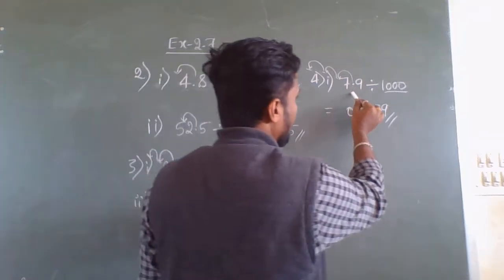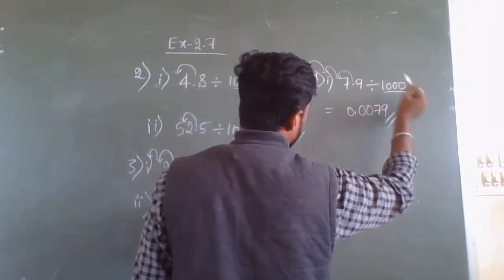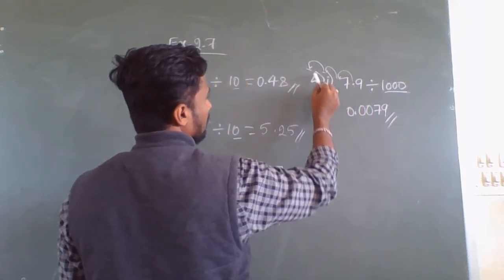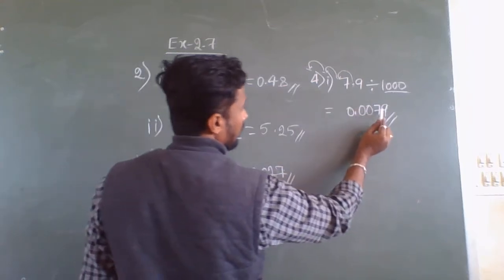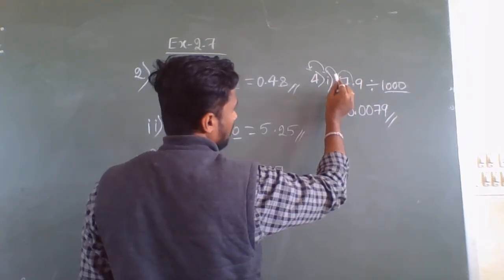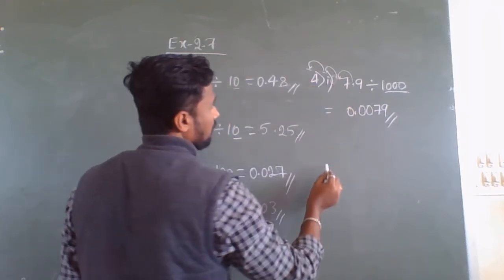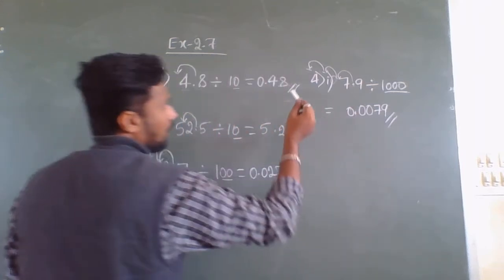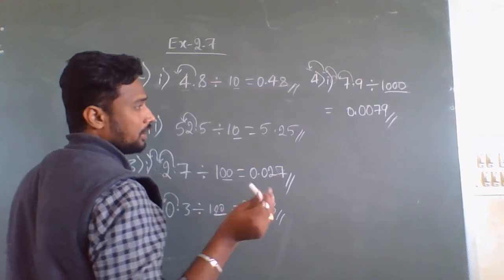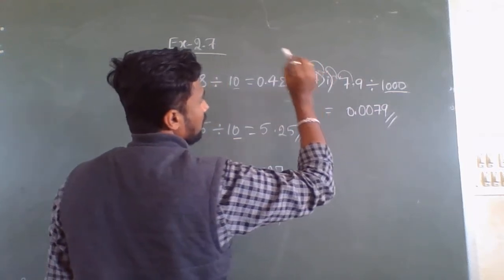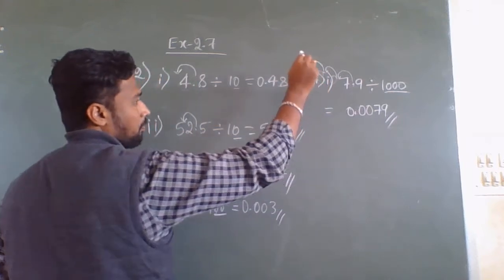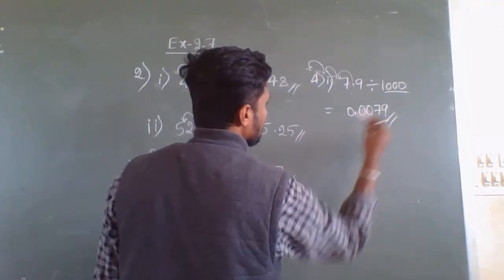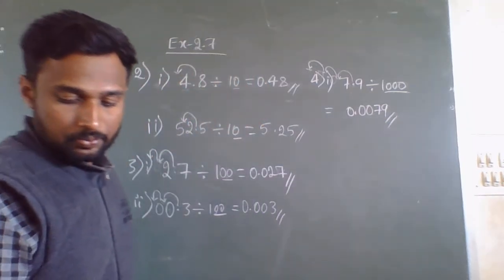Listen carefully. 7.9 divided by 1000 means in 1000 three zeros are there. So you should move this decimal point three steps towards left side. In the first step, what will you get? 7. In the next step there is no number, so you should consider 0 and move the decimal point. So you will get the first 0. Again you have to move another step because you have to move three times. Again there is no number, so you should consider another 0 and move another step. So you will get another 0. So the final answer is 0.0079. Second one we will see now.